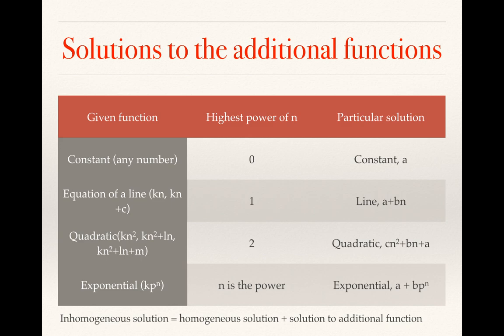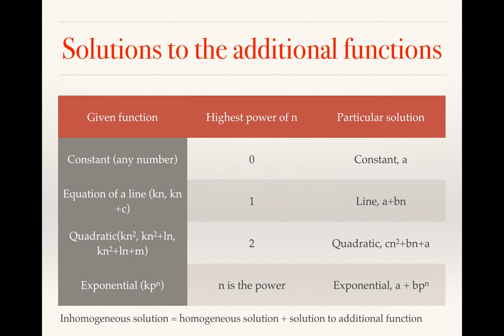So if there is no n next to the homogeneous part of the inhomogeneous solution, that's a mouthful, then you're just going to have a constant. If the additional function has got an n to the power of 1 as the highest power of n, then it's a line, so you're going to have the line solution. If the highest power is 2, it's quadratic, so you'll have a quadratic solution. And if n is the power, it means you'll have an exponential solution.